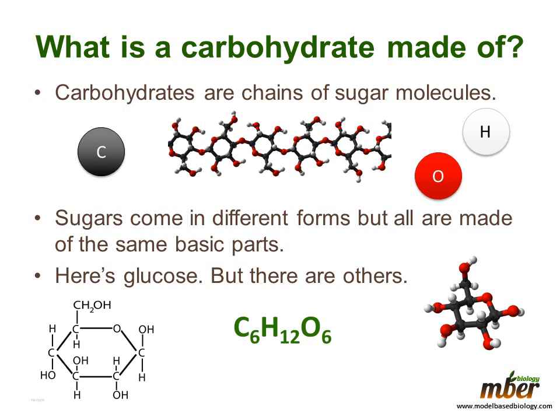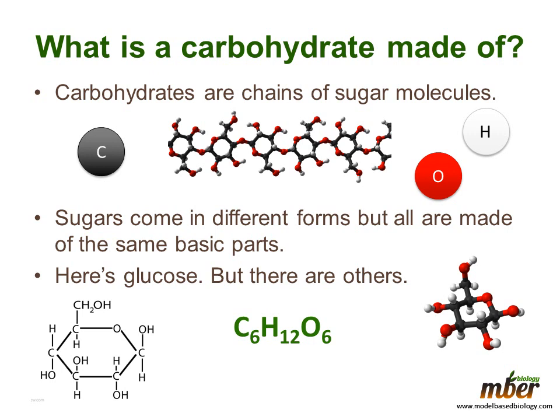So for right now, I want you to look at this chemical formula. And here we have the symbol for glucose. The C stands for what element? Carbon. The H stands for what element? Hydrogen. And the O stands for what element? Oxygen.